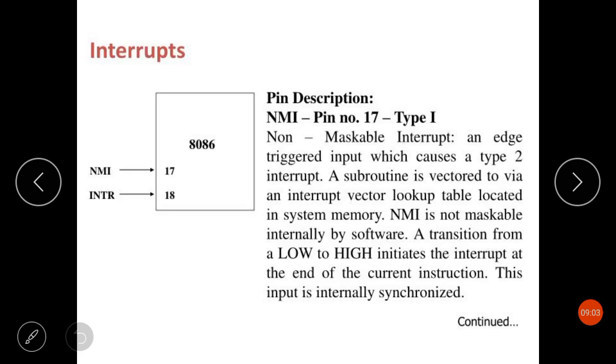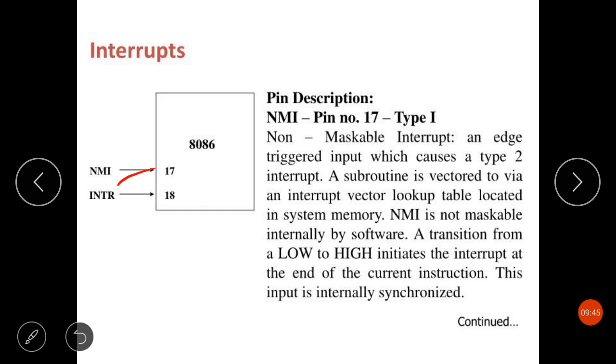The next pin is NMI, the non-maskable interrupt. It cannot be disabled or masked by the user using software. It is used by the processor to handle emergency conditions. For example, it can be used to save program and data in case of power failure. External electronic circuitry is used to detect the power failure and to send an interrupt signal to the 8086 microprocessor through this NMI line.